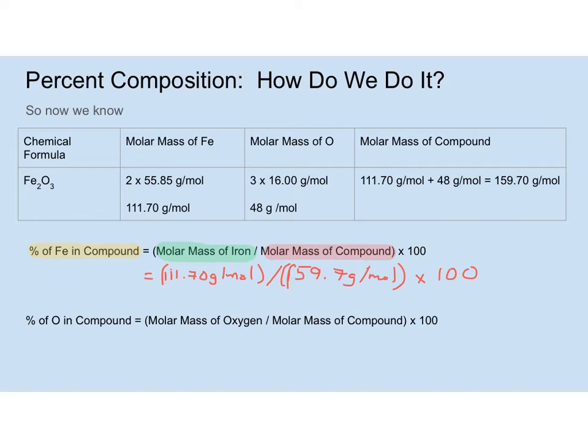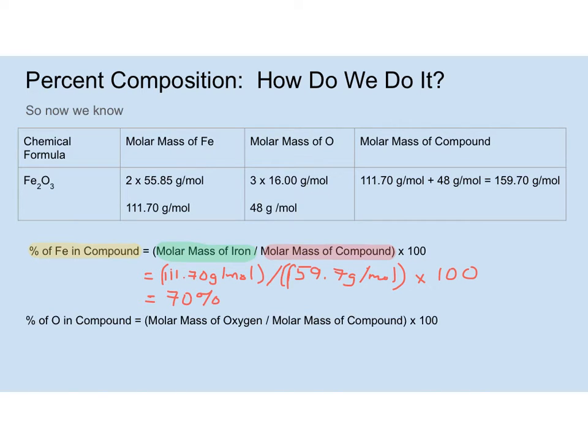Okay. So if we type that in, if I take 111.7 divided by 159.7, I get 0.7. Then I multiply that by 100, and I get 70%.